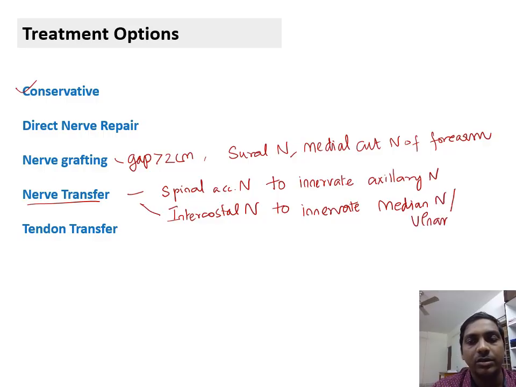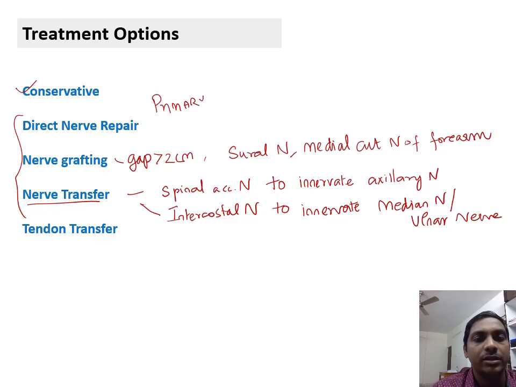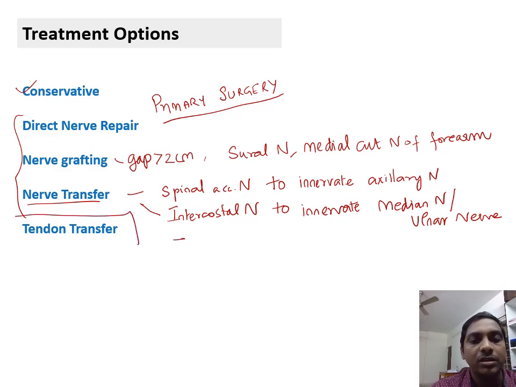These are examples for nerve transfers. And all these are called primary surgical modalities. When the primary surgical treatment fails, you have to go for secondary treatment options. The secondary treatment options are generally done for nerve injuries that present late.